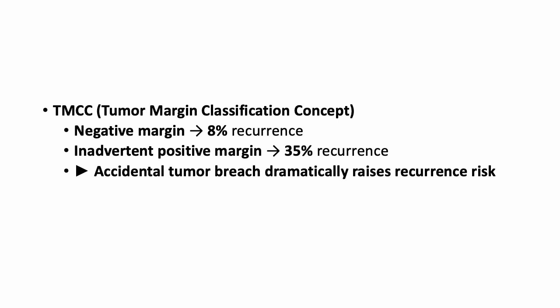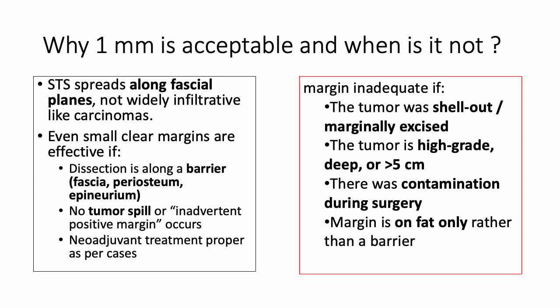And then the TMCC staging is very vague. But all the data they present show that other positive margins have a higher recurrence, and accidental tumor breach also dramatically raises the recurrence rate.